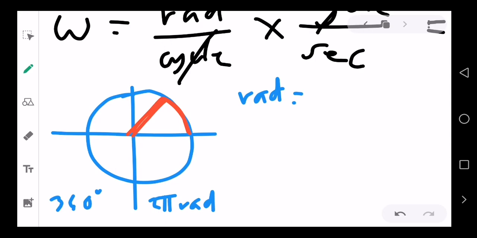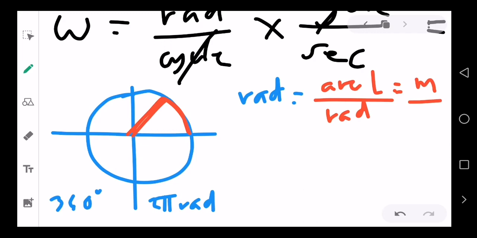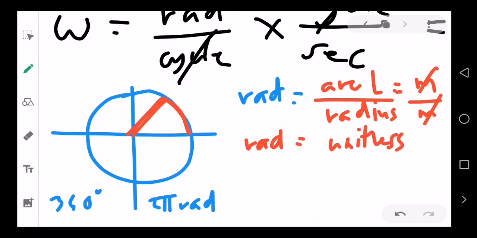It is a dimensionless unit. Again, it is the ratio of arc length to its radius. So arc length and radius, you can see it could be denoted by a unit of length, which is, for example, meters, and the radius also in meters. Then we could cancel it out. Radians is basically unitless.